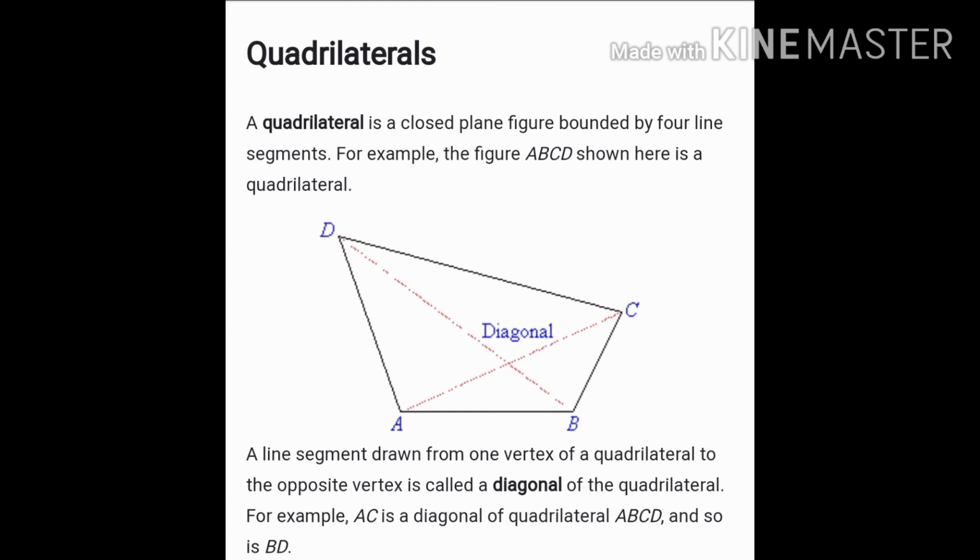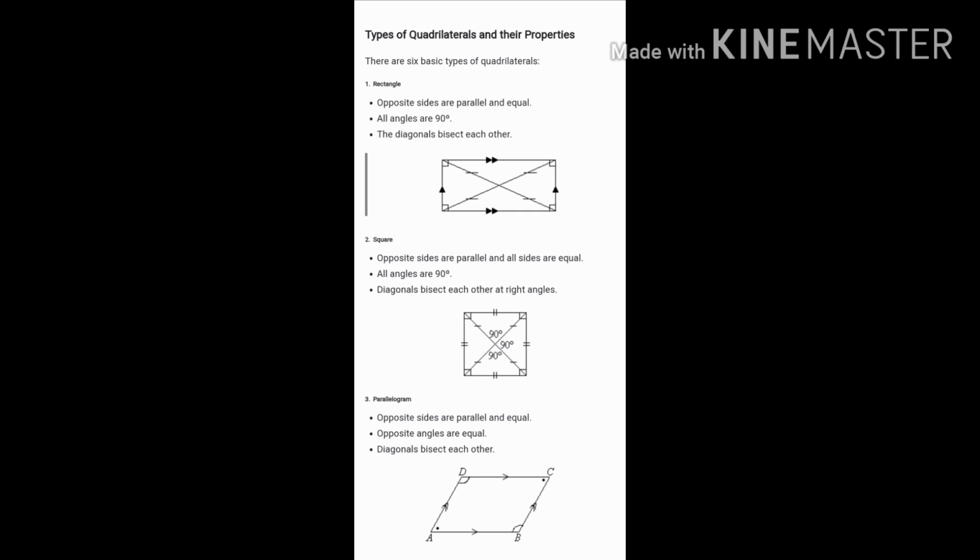A line segment drawn from one vertex of a quadrilateral to the opposite vertex is called a diagonal of the quadrilateral. For example, in the above figure, AC is a diagonal of quadrilateral ABCD and BD is also a diagonal. Types of quadrilaterals and their properties. Once we will revise. There are 6 basic types of quadrilaterals.